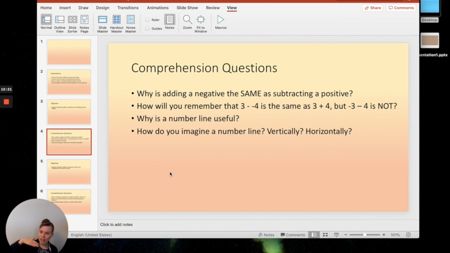Is it vertical in your head, so like you're getting deeper into the hole? Or is it horizontal where going left is all your negatives? So I think of it in both ways for different circumstances. So it's interesting to think how our brains work.